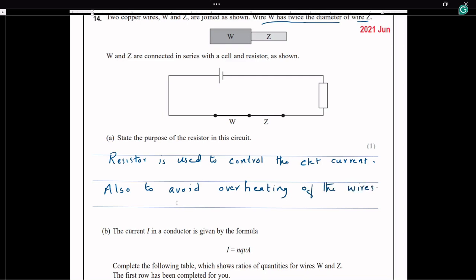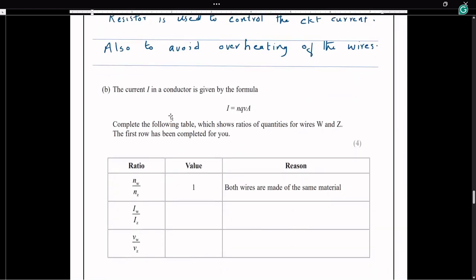Overheating of the circuit or overheating of the wires here. Now, the current in the conductor is given by an equation. Complete the following table which shows the ratios of quantities of wires W and Z. The first row has been completed for you.